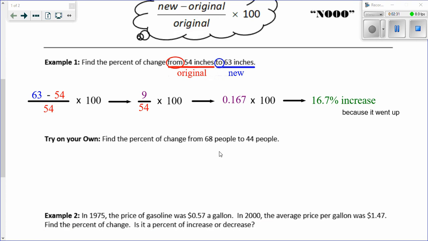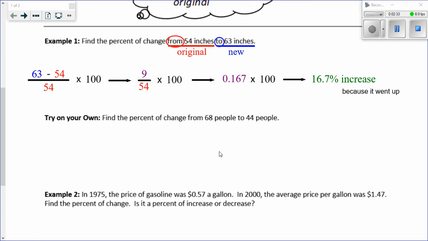Example 2. In 1975, the price of gasoline was 57 cents a gallon. In 2000, the average price per gallon is $1.47. That is still really low compared to today. We're going to find the percent of change, and then determine if it's a percent of increase or decrease. We could probably tell this already without doing any math, because it went from 57 cents to $1.47. That increased over time.